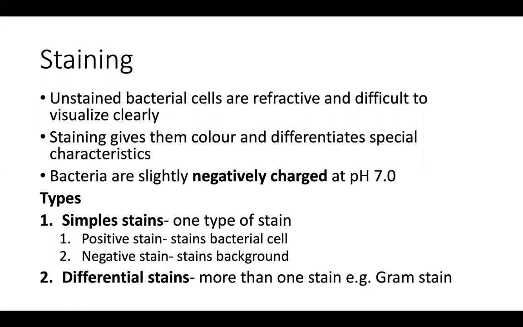So what are the types of stains that we have? You can have the simple stains or the differential stains. In simple staining, you only use one type of stain. So you have a positive stain, or you can have a negative stain. As I had explained, bacteria are negatively charged at a neutral pH. So a positive stain is going to be attracted to the bacterial cell and stain it, while a negative stain is going to be repelled by the bacterial cell and stain the background. And then you have the differential stains, where you use more than one stain in different stages. What you're going to be hearing a lot is the gram stain. So you'll hear gram-positive bacteria, gram-negative bacteria, and so on. That's a differential stain where you use more than one stain.